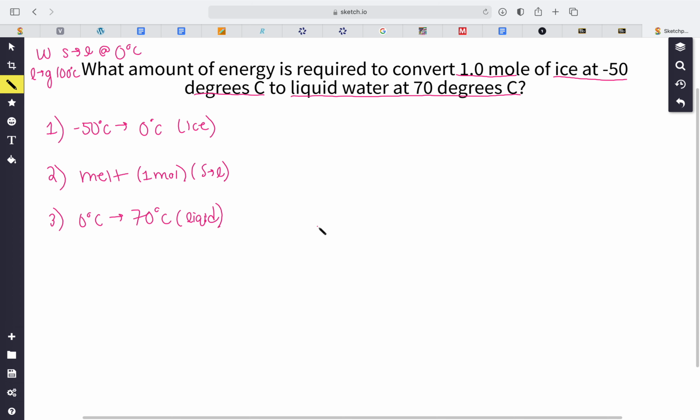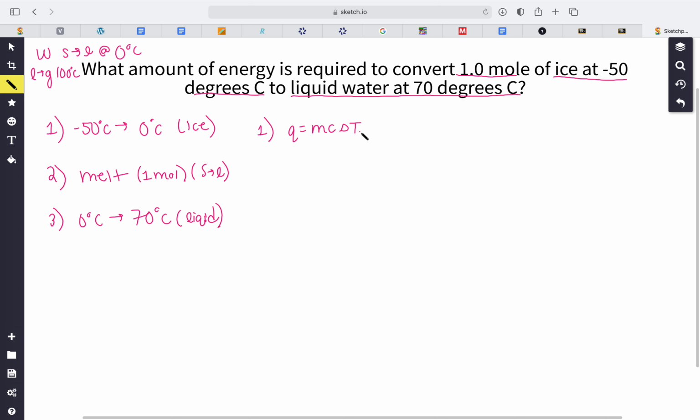Okay. Cool. So now that I have those things written out, I know I'm going to have to do 3 separate equations, and then I'm going to add all those things together, right? So for our first equation, when we're dealing with a temperature change, we're going to do Q is equal to MC delta T.